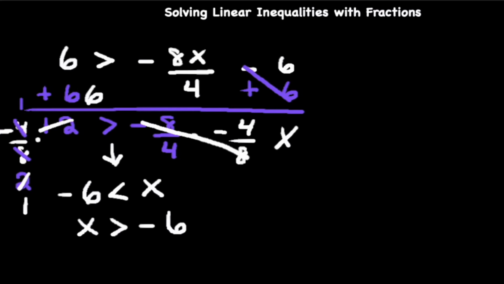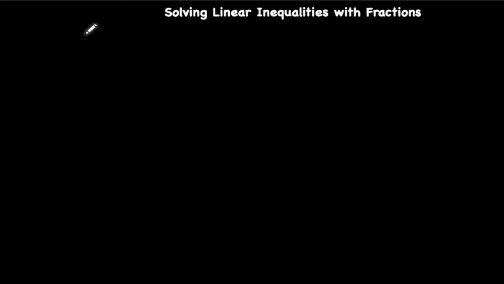So let's go over one more. So what if you're given, let's say, negative 2 is greater than or equal to 3 minus 4/3 x.